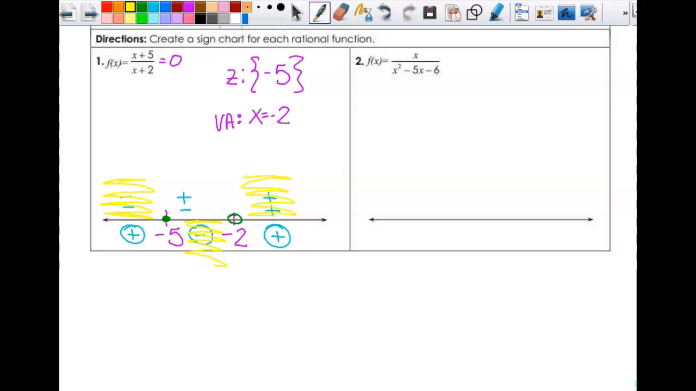Okay. What questions do you have? Anything? Easy enough? We just got to make sure we handle our rationals correctly. All right, so let's look at number 2.